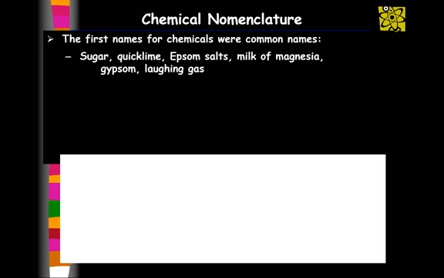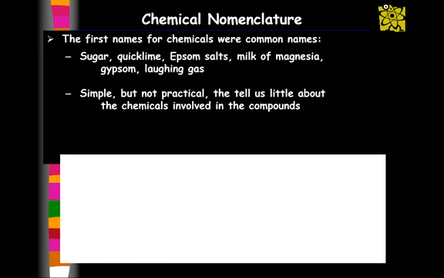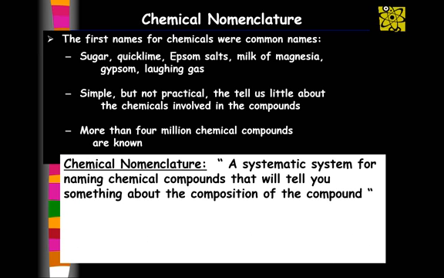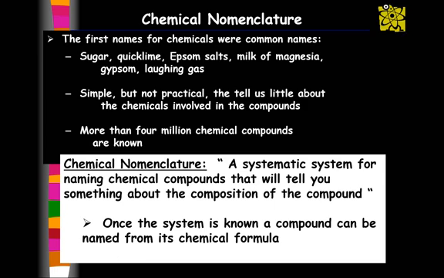So let's get into the nomenclature. How do you name it? The name of the game. It's simple. A systematic system for naming chemical compounds that will tell you something about what's inside the compound. We call that chemical nomenclature. Once the system is known, a compound can be named from the chemical formula.